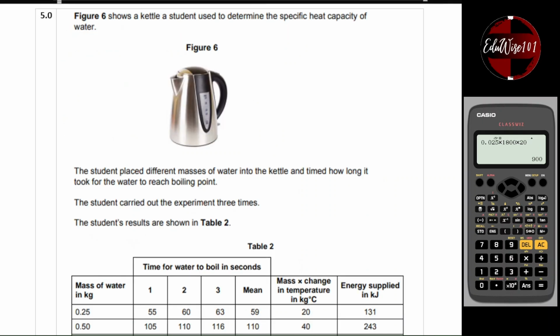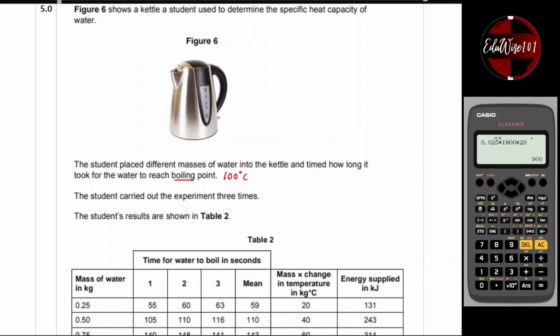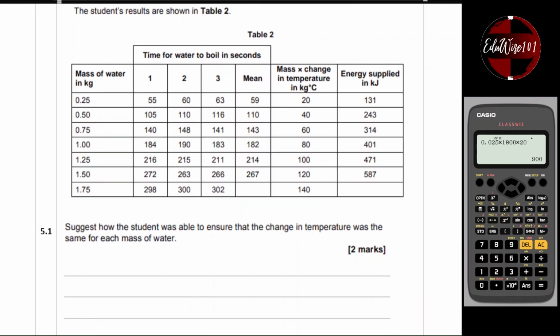Question number 5. Figure 6 shows a kettle a student used to determine the specific heat capacity of water. The student placed different masses of water into the kettle and timed how long it took for the water to reach boiling point. Now, to reach boiling point, that would be 100 degrees Celsius. The student carried out the experiment 3 times. The student's results are shown in table 2. So let's have a look at table 2 properly. You have different masses going up in 250 grams increments, starting at 250 grams or 0.25 kilogram, going all the way up to 1.75 kilogram.